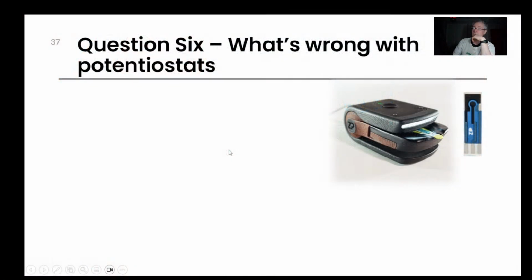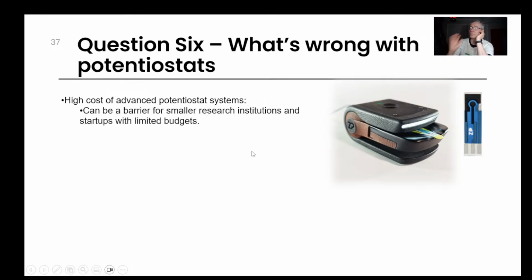So let's have a look at what problems people think there are. There's a high cost of advanced potentiostats. In the world of biosensor development and, let's say, manufacturing, you do not need complex potentiostats. In fact, complexity in your assays is going to make it harder to translate them into products. So we don't need complexity.